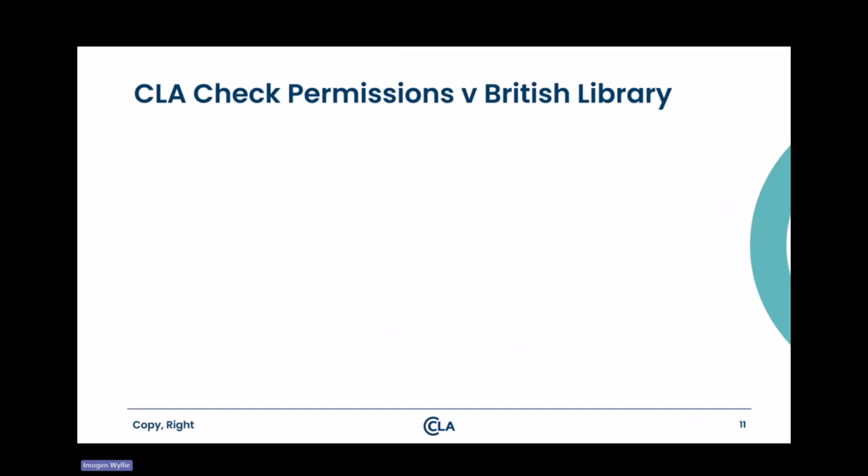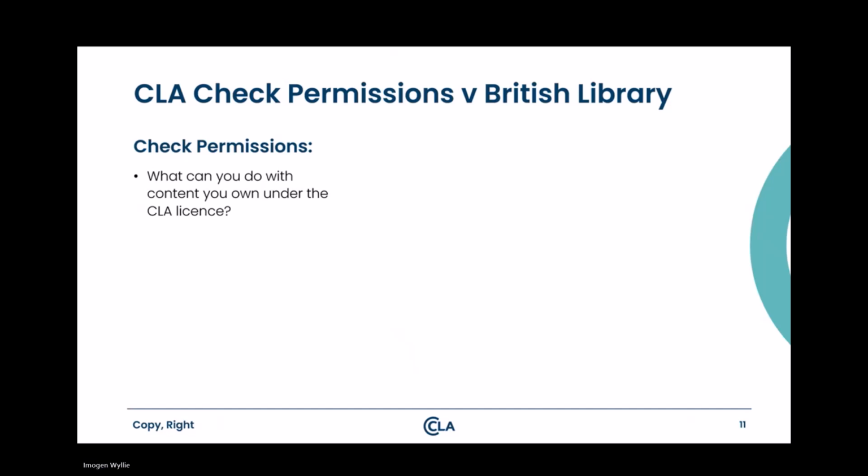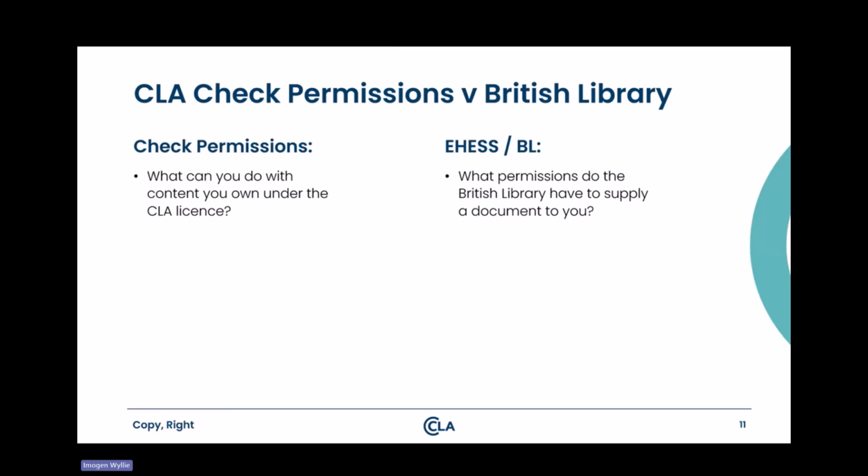I did think it was worth talking about the permissions a little bit, because we've had a few people say, oh, but this is available on check permissions, so why can't I get it from EHESS? So let's quickly go through what each of them do. Check permissions will tell you what you can do with the content that you own under the CLA license. So once you get it from EHESS, are you going to be able to use it? The British Library and the EHESS service is a different set of things. This is about what permissions they have to supply a document to you in the first place. So they're very different things.